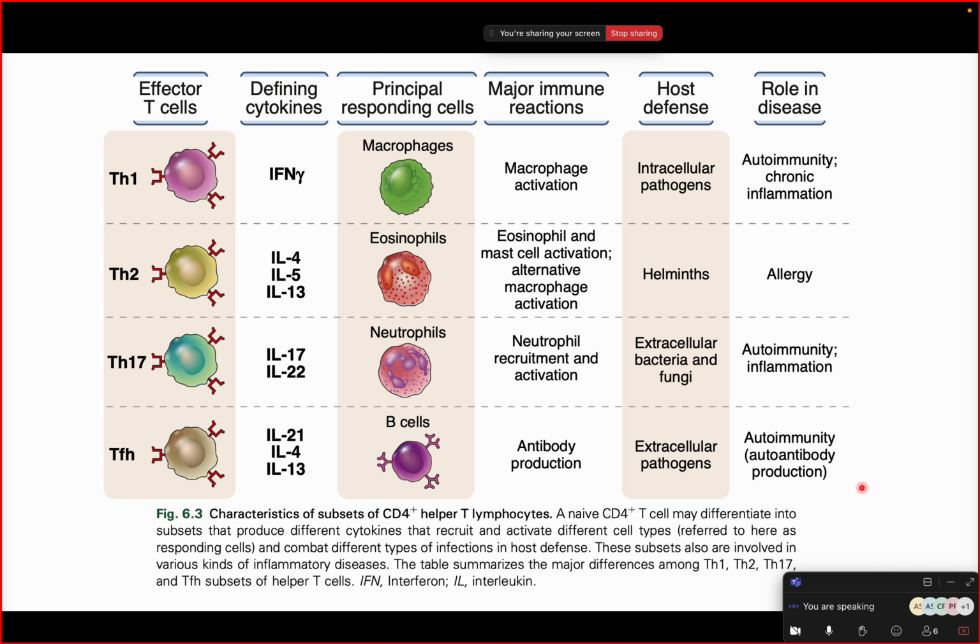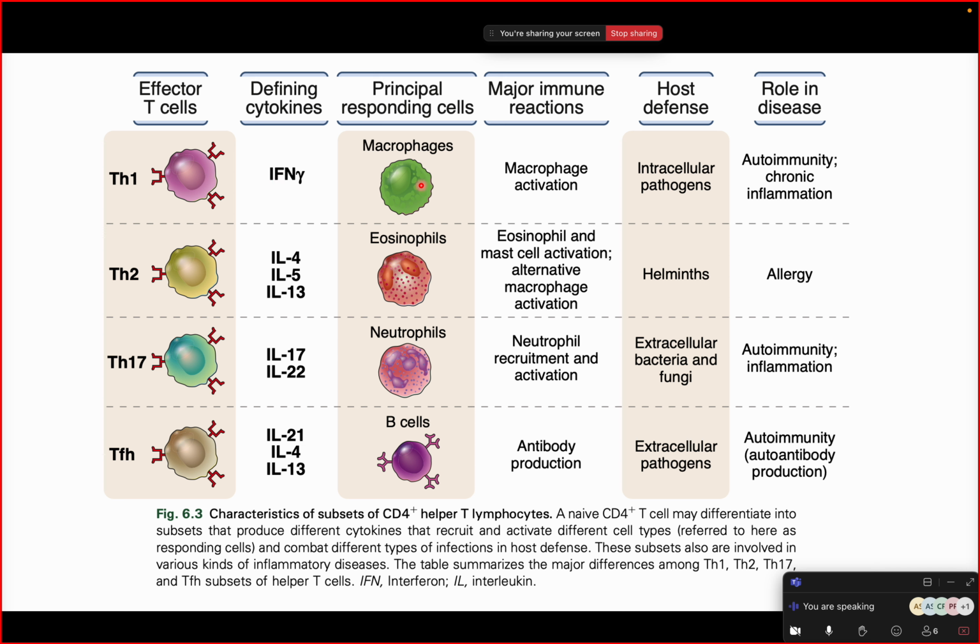Even among TH cells, or T helper cells, or CD4 T cells, there are a few variations. There are a few effector T cells, for example TH1, TH2, TH17, TFH. These are T helper cells only, but different versions of it. If a TH1 cell is there, it will be defined by the cytokine interferon gamma, or IFN gamma. The responding cell will be macrophages.